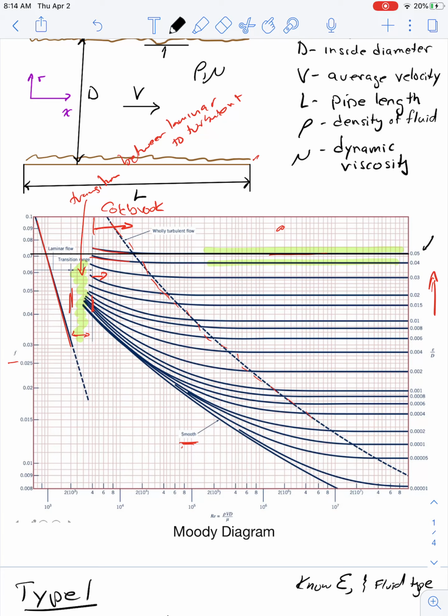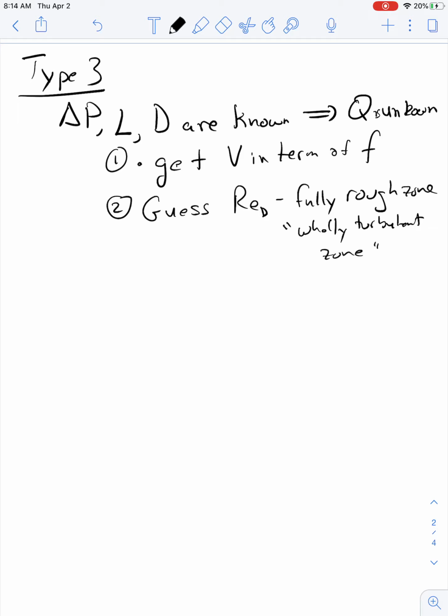So what we're doing here is just guessing, and it's a very logical guess, because you can see that for a lot of pipe roughnesses, most of the friction factors correspond to the wholly turbulent zone. So that's our first step, calculate velocity in terms of the friction factor. Next, guess a Reynolds number based on the relative roughness in the fully turbulent zone.